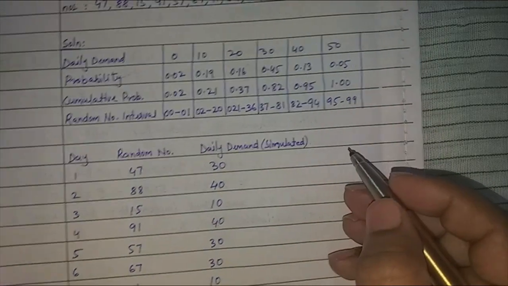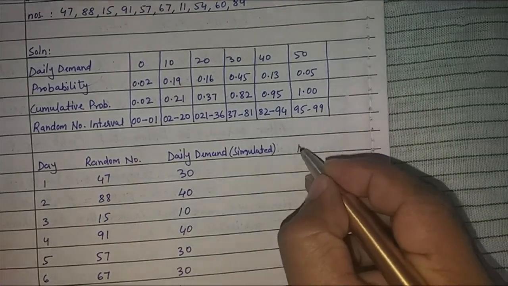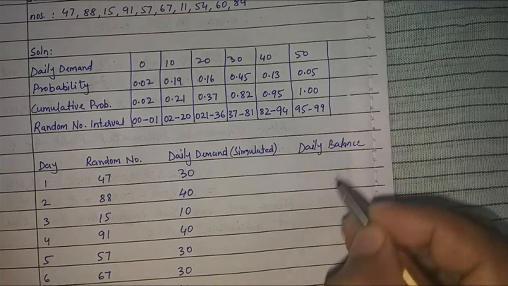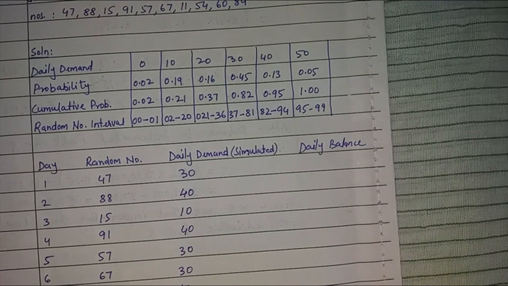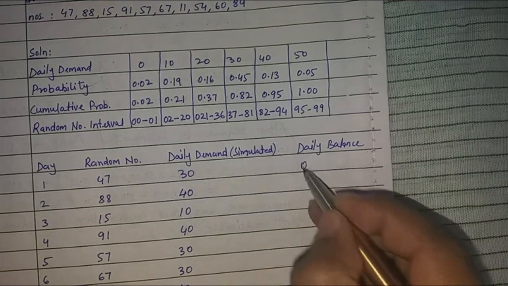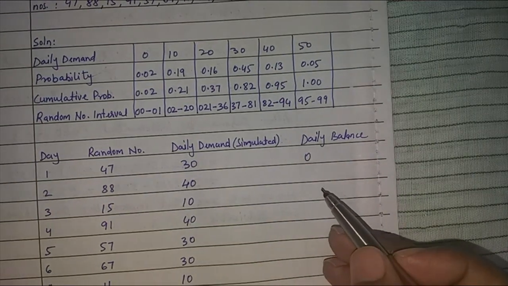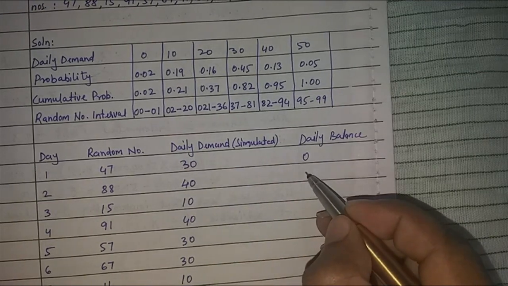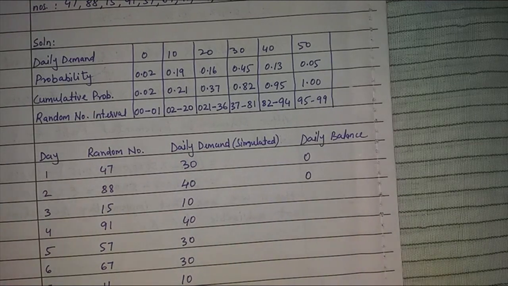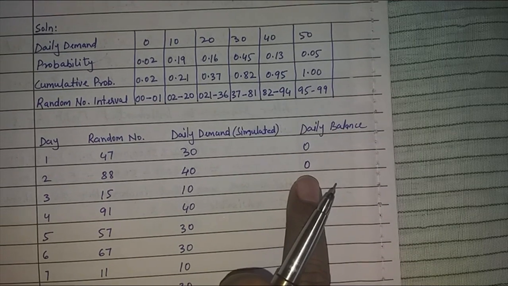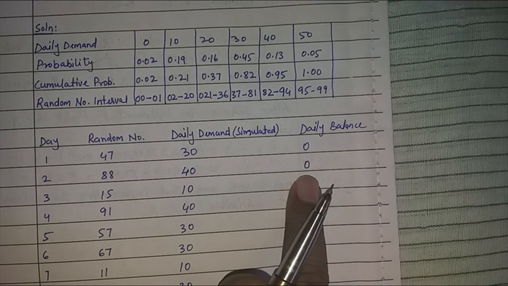The next column which I will write is the daily balance. Now what is the daily production of cakes? They are going to make 30 cakes. So 30 minus 30 will give me 0. Again 30 minus 40 is going to give me 0 here. There is no balance; we are short of some cakes here. So instead of writing the negative number, put 0. Do not write the negative number.